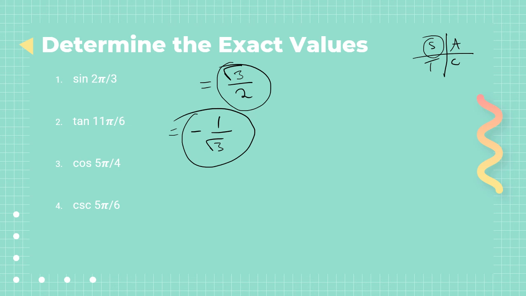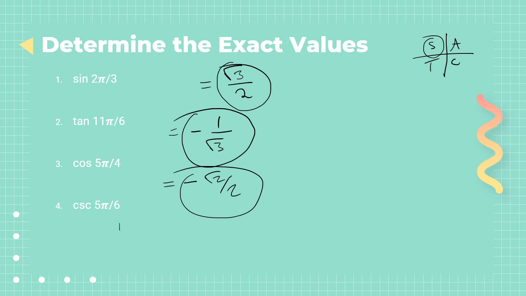Now we'll do the same thing for question 3. We know the numerator is 1 more than the denominator. That means it's going to be in the third quadrant, and cosine is not positive there. And we're talking about 45 degrees. So it's going to be equal to negative square root 2 over 2.